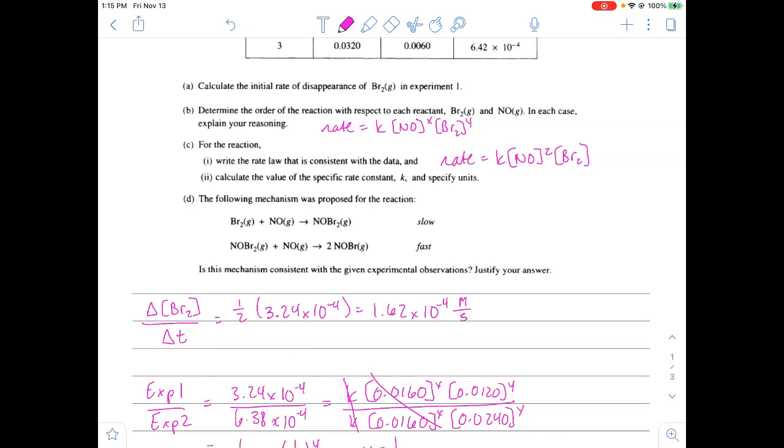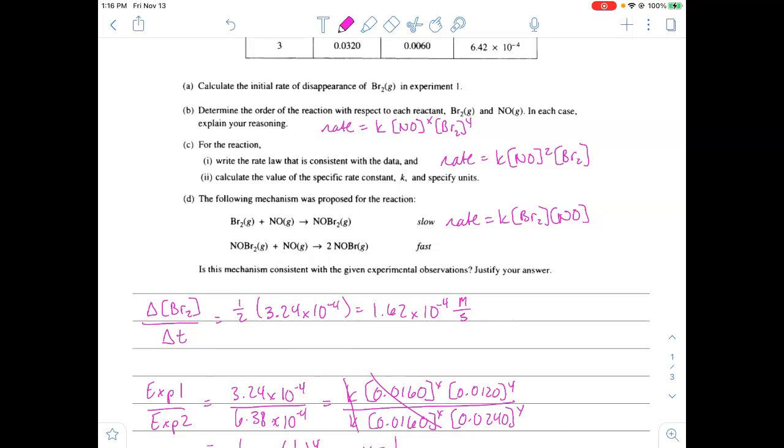Part D gives us a mechanism. It says that the first step is slow and the second step is fast, and it asks, is this mechanism consistent with the experimental observations? In a reaction mechanism, the slow step is what determines the rate of the reaction. Since it's an elementary reaction, the coefficients become your exponents. So the rate law for this slow step would be rate equals K times Br2 times NO, which means that it's first order with respect to both Br2 and NO.